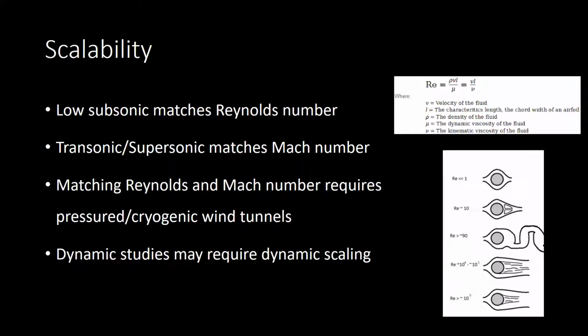So using Reynolds number as a scaling factor breaks down when going to compressible flow, and that's why in transonic and supersonic wind tunnels, you generally match your Mach number instead of your Reynolds number, as in the case of the subsonic region. Now, there are some cases where you want to match both your Reynolds and your Mach number, but this requires special pressurized or sometimes cryogenic wind tunnels instead.